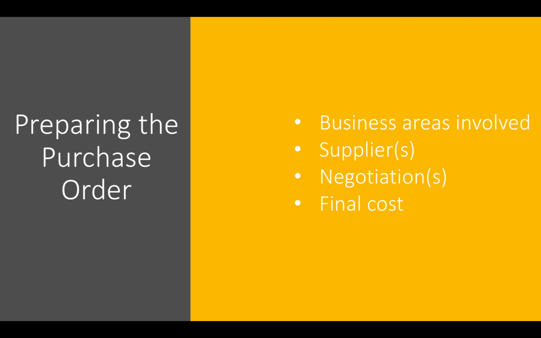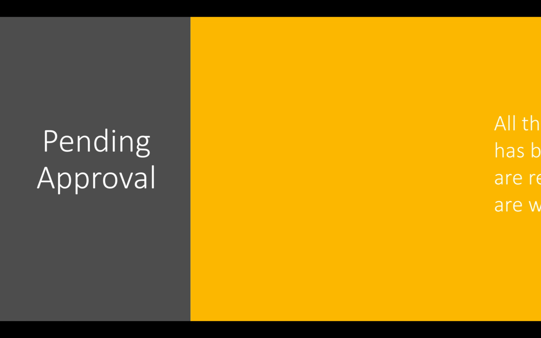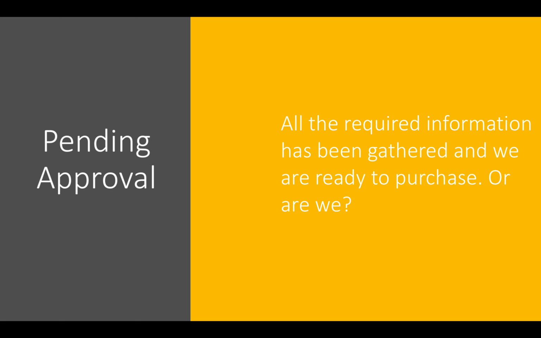Then, once we decide, hey, we want to go ahead and use this, negotiations, because we want to try to save money, so we don't want to just pay the full price right away if we don't have to. Then, once we agree on negotiations, we run into the final cost. So, once we have a final cost, pending approval. This is where we submit the purchase order for approval. So all required information is gathered. We think we're ready to purchase. You submit it for approval, and then you start to question, are we ready for that?